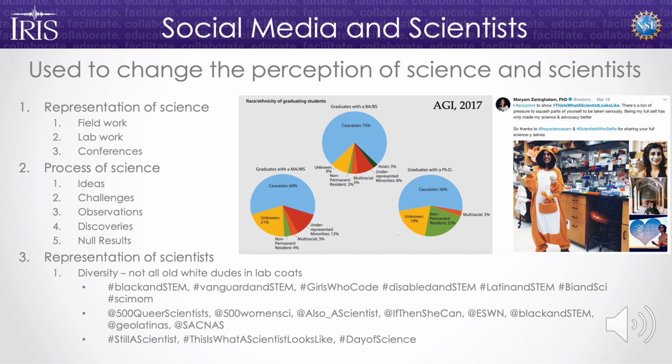There's a lot of different groups and organizations that have found each other, especially on Twitter. So you can follow hashtags like Black in STEM, Vanguard in STEM, Girls Who Code, Disabled in STEM, Bi and Sci Mom. All of these different types of people that are doing science now have a voice and a platform. Here's some groups that you can follow that are really interesting. And then there's a lot of opportunities to join in initiatives, things like Still a Scientist, or This is what a scientist looks like, to raise the visibility of certain groups in science.